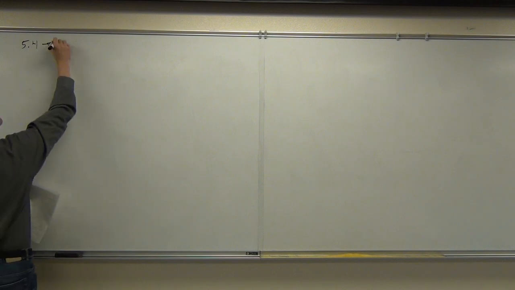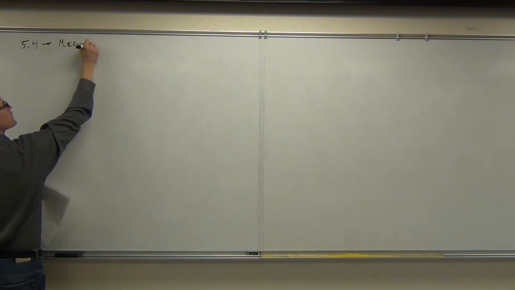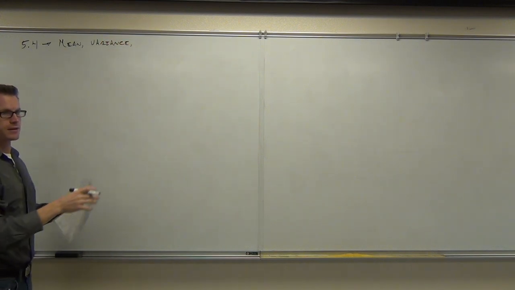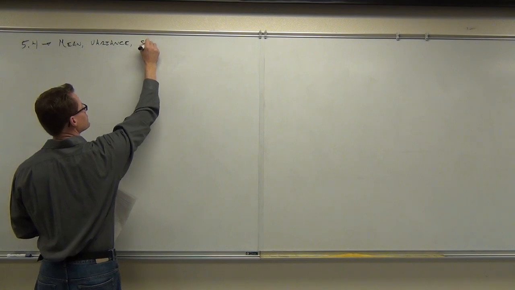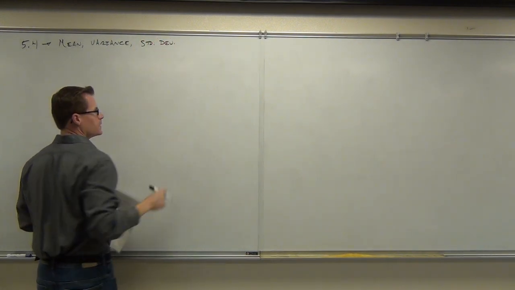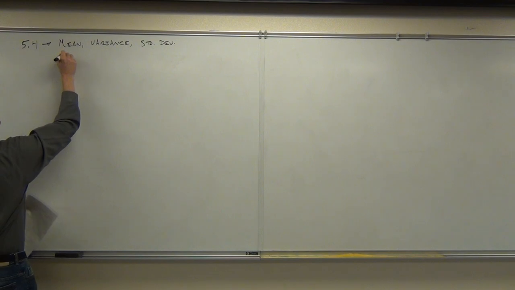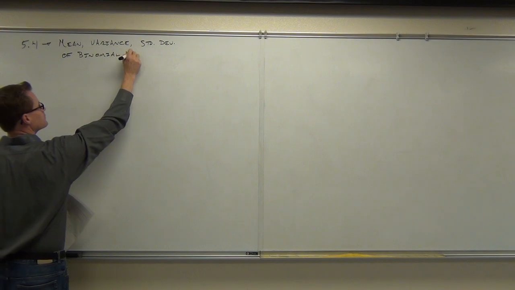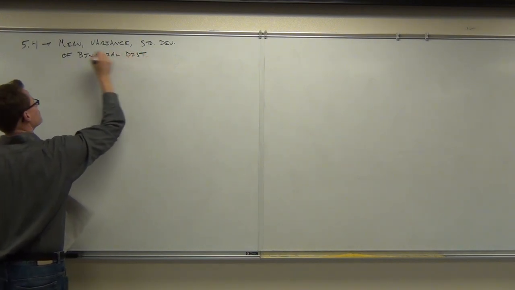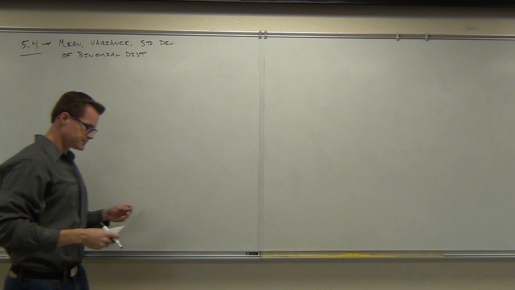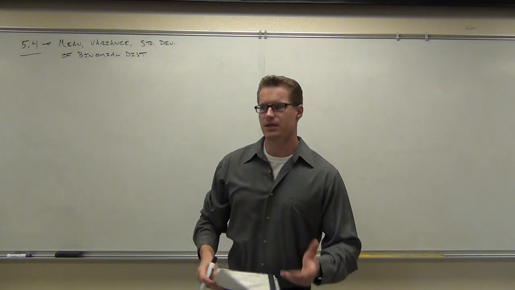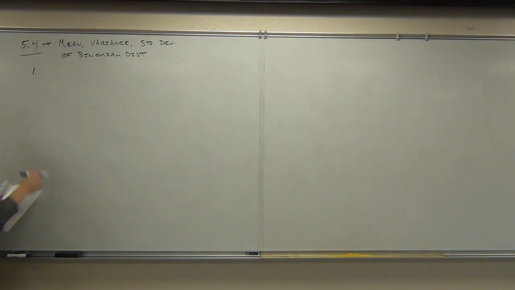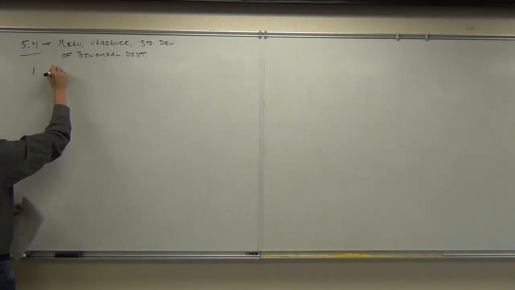5.4, we're talking about the mean, the variance, and as a corollary, the standard deviation of a binomial distribution. Let's talk about the mean first. So the mean.